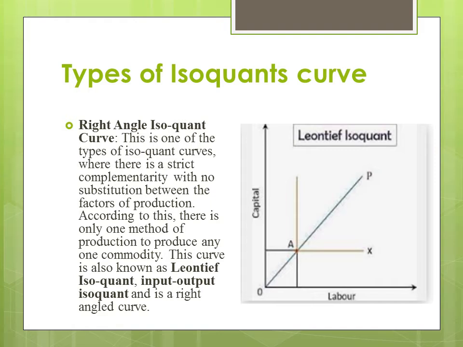So here only one method of production is used, and the substitutability of factors of production is 0, and here is perfect complementarity. For example, if a firm wants to produce a bicycle, the firm needs to have 2 wheels and 1 frame. So we use them in fixed proportion.